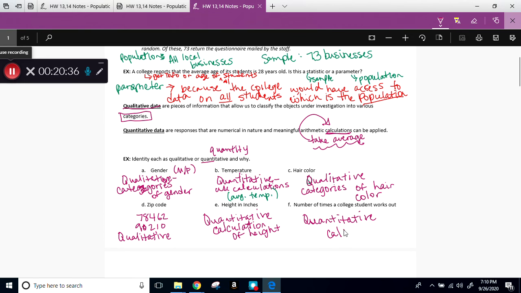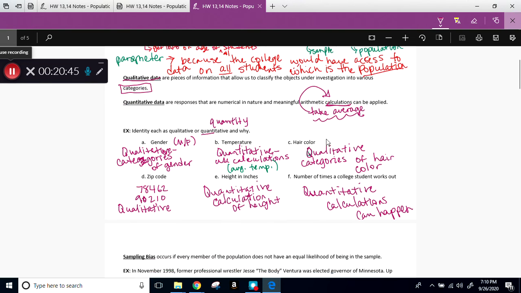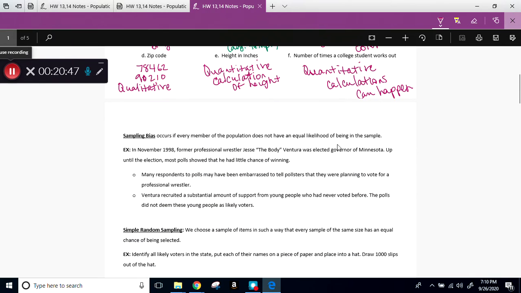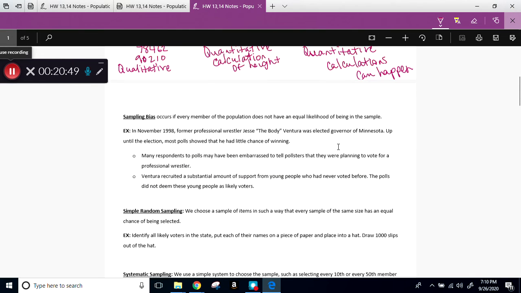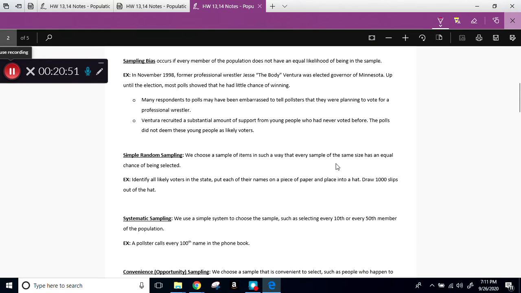Calculations can happen. We can come up with the average time a college student would work out. Okay, let's move on to sampling bias.